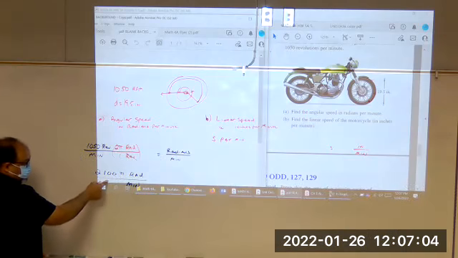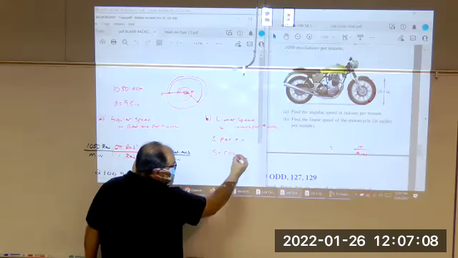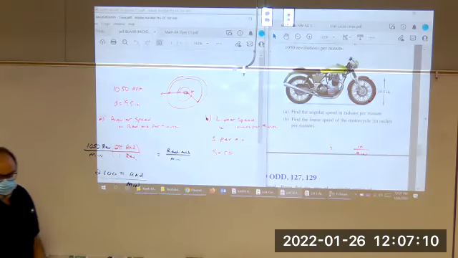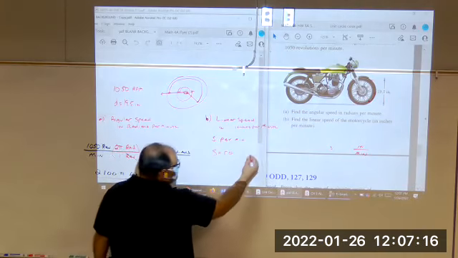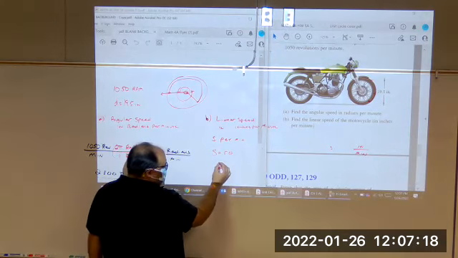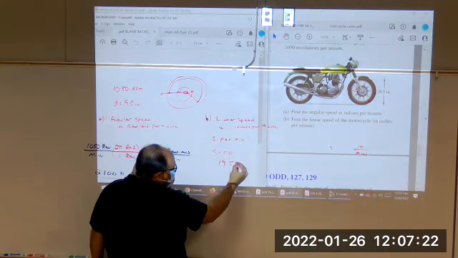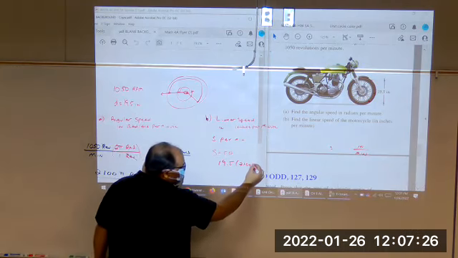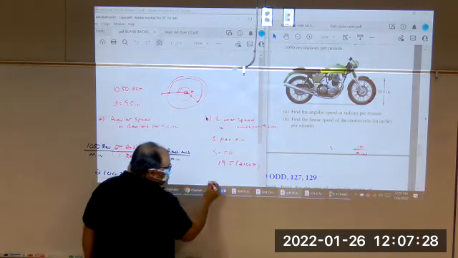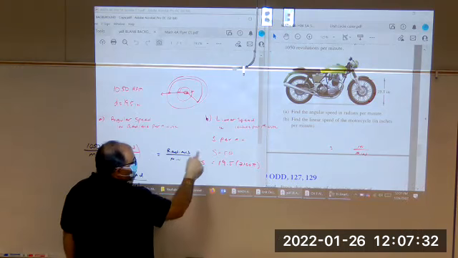Since we have radians, the arc length is r times theta. So this would be 19.5 times 2,105 radians is going to be my arc length. Now the arc length is going to be in inches.